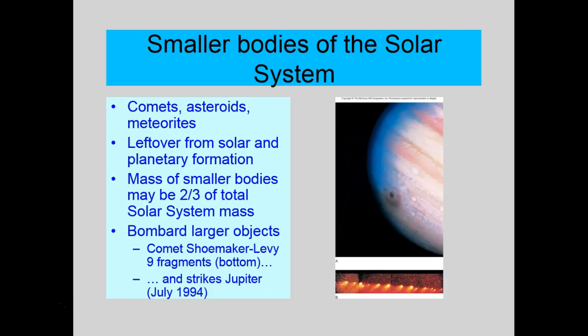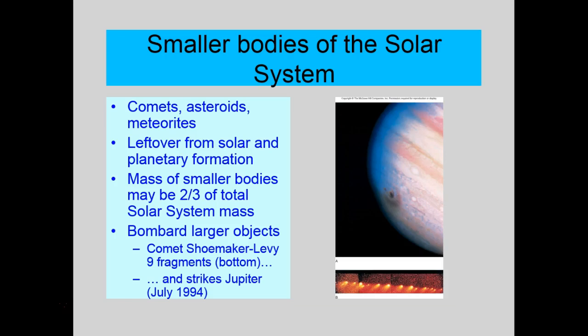Okay. We started with the terrestrials. Those are rocky planets, the four inner. Then the asteroid belt, which is mostly rocky. Then we got to the gas giants, gaseous, with no identifiable surface, just thick atmosphere, okay? And now we go back to smaller bodies of the solar system.